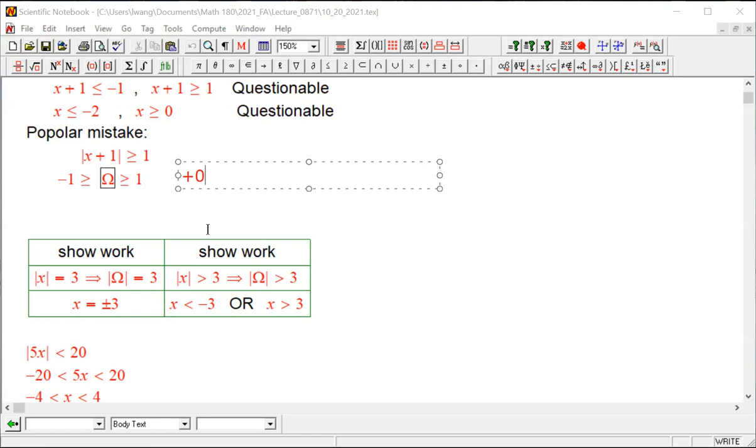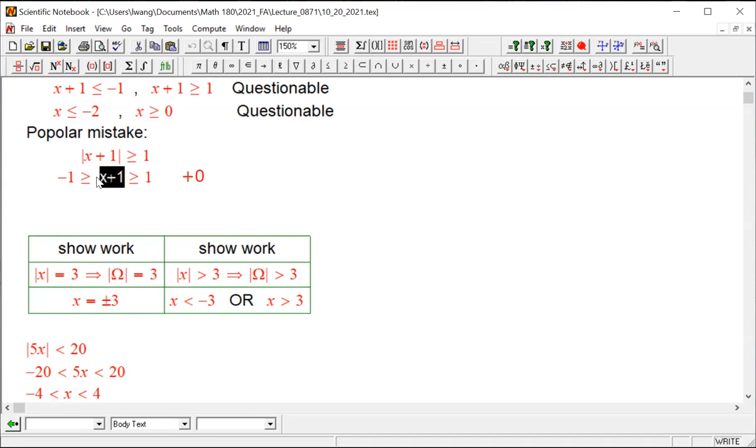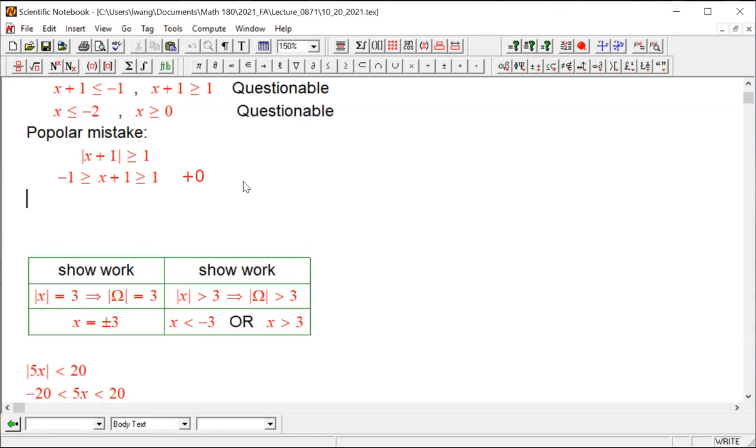And what's more interesting about these students is that they will do this. They will do this, right? That's even more hilarious. Okay, they will do this, right? And after they've done that, this student will get -2 larger than or equal to x larger than or equal to 0, right? They get this. I don't know what's going through the student's head. And of course that should be 0.